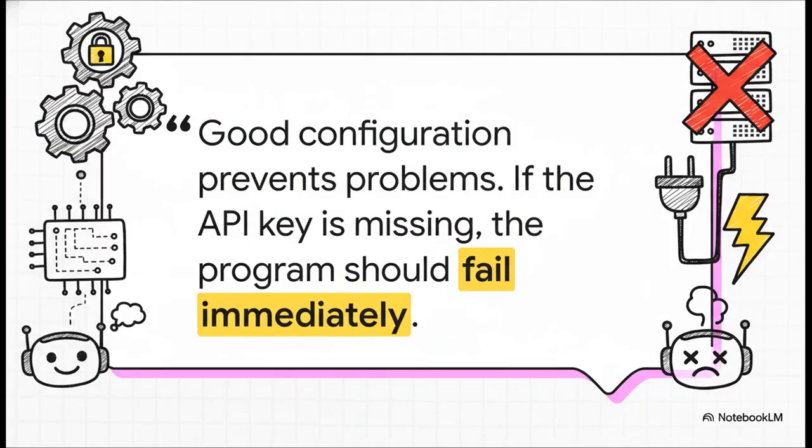First up, Layer 1, configuration. I know, it might seem a little boring, but getting this right is so critical. By loading all your settings from the environment and validating them right at the start, you prevent all those mysterious failures later on. If an API key is missing, you want the program to fail instantly with a clear message, not halfway through a really important job.